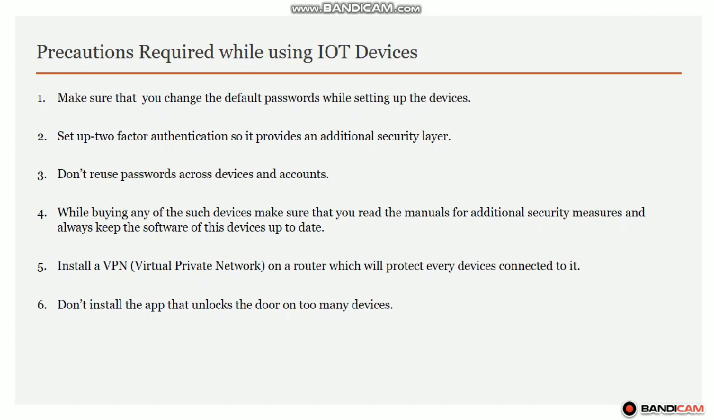Further, while buying such devices, make sure that you read the manuals for additional security measures, and also always keep the software of these devices up to date. Prefer installing a VPN on a router, which will protect every device connected to it. Further, don't install apps that unlock the door on too many devices.